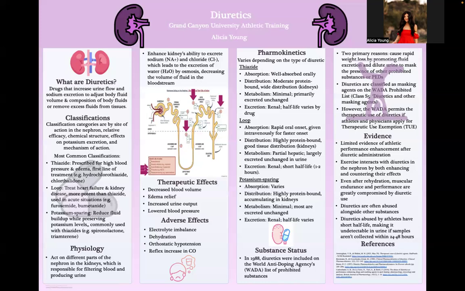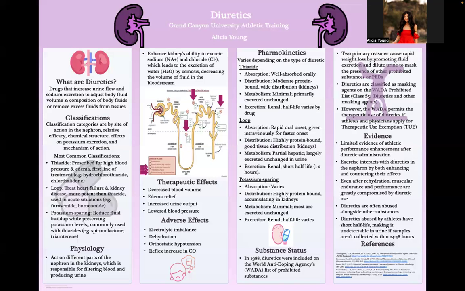Now going into the therapeutic effects, some of them include decreased blood volume, edema relief, increased urine output, and lowering blood pressure. Some adverse effects are electrolyte imbalance, dehydration, orthostatic hypotension, and a reflex increase in cardiac output. The fluid and electrolyte imbalance between sodium, potassium, and calcium is super common when taking diuretics. An example of this would be thiazides, for example.